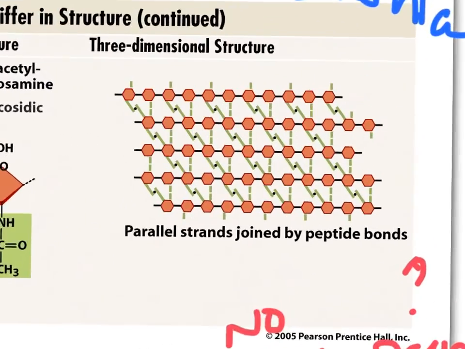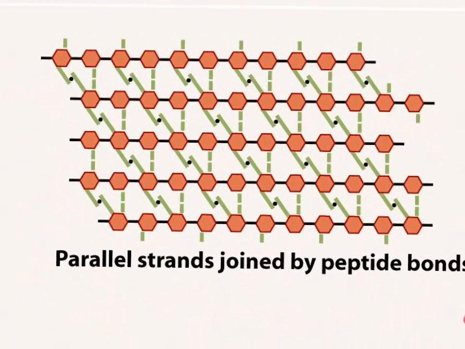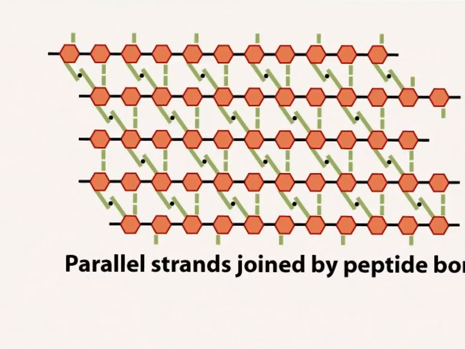Let's zoom in, shall we? So what are we saying? These bonds are the beta 1,4, covalent. This bond is a peptide bond.